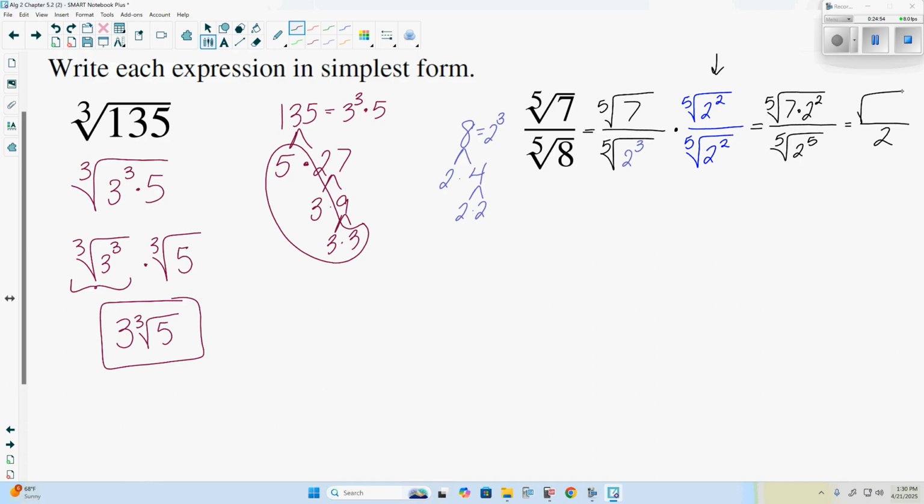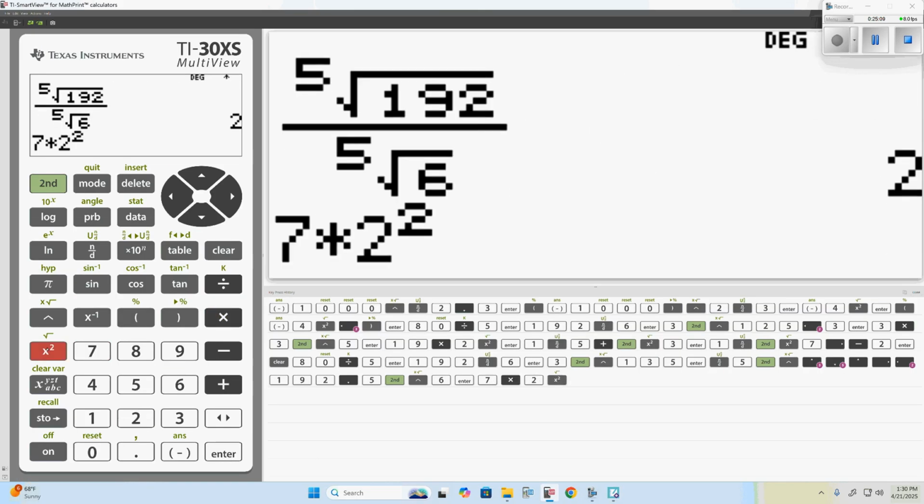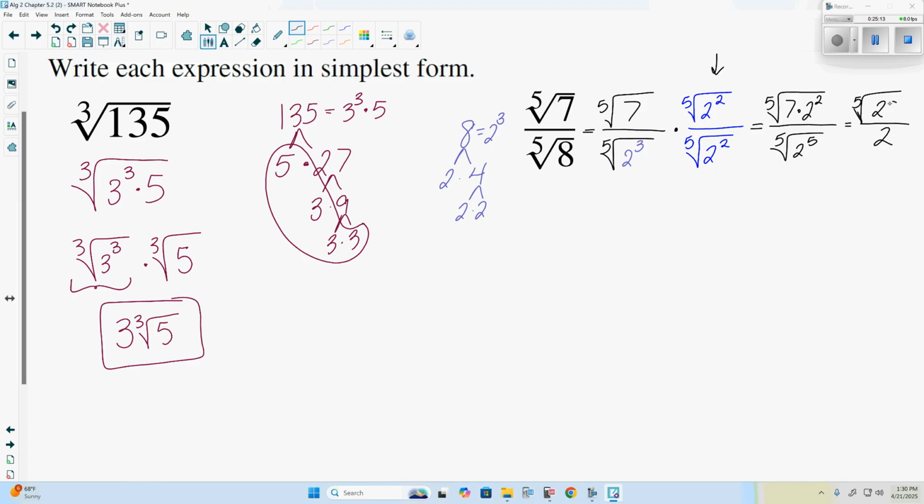So none of that's going to simplify out. That is in simplest form. Just before we call it finished, we are going to have to multiply that out. We can't just leave it as 5 times 2 squared, or sorry, 7 times 2 squared. Well, 2 squared is 4, times 7 gives us 28. So the simplified version of the fifth root of 7 over the fifth root of 8 is the fifth root of 28 over 2.